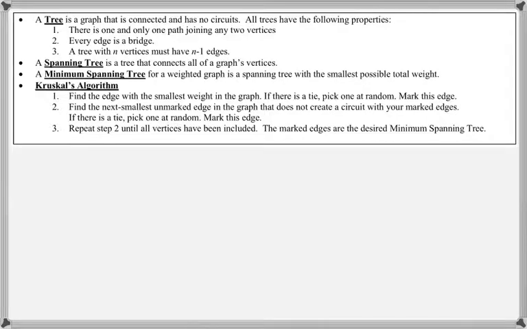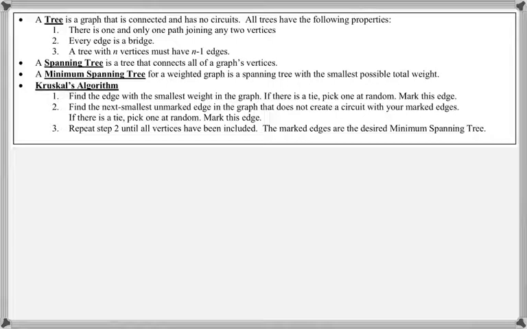A spanning tree is a tree that connects all of a graph's vertices. A minimum spanning tree is used for a weighted graph, and it is the spanning tree with the smallest possible total weight. And to find the minimum spanning tree, we're going to be using Kruskal's algorithm.